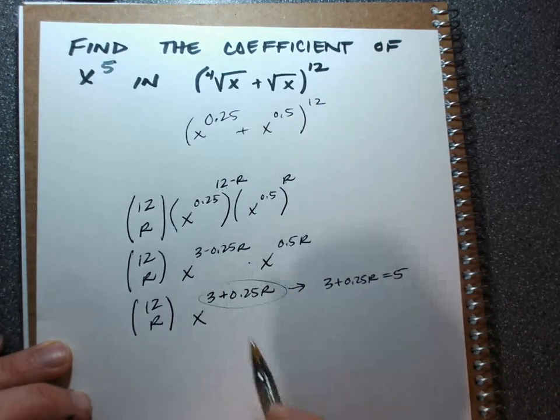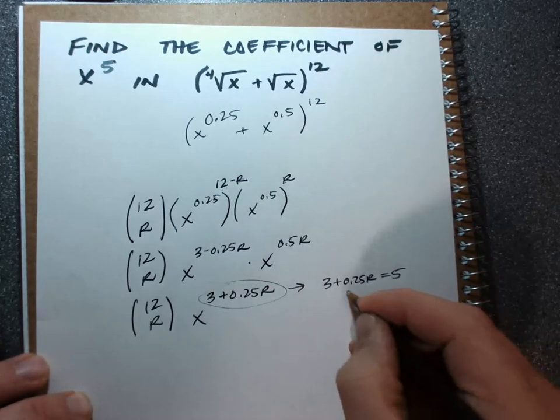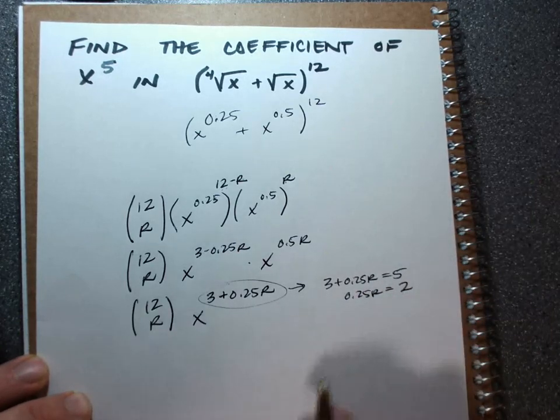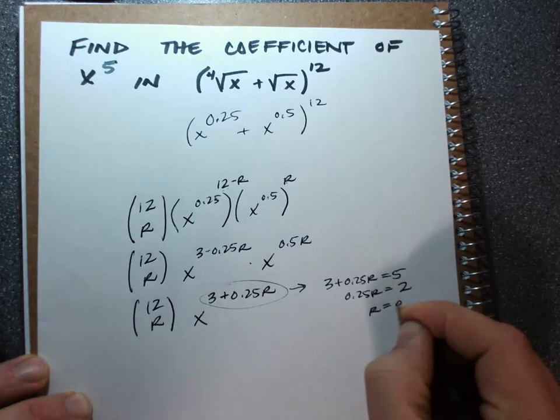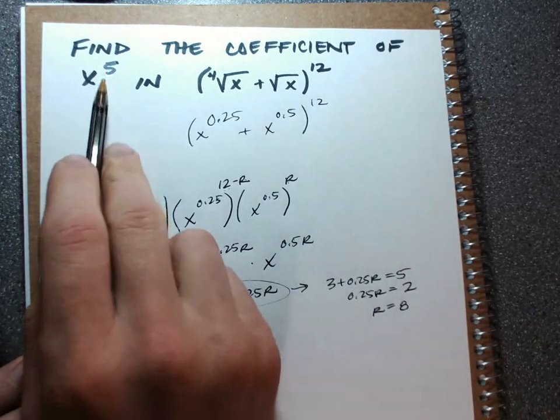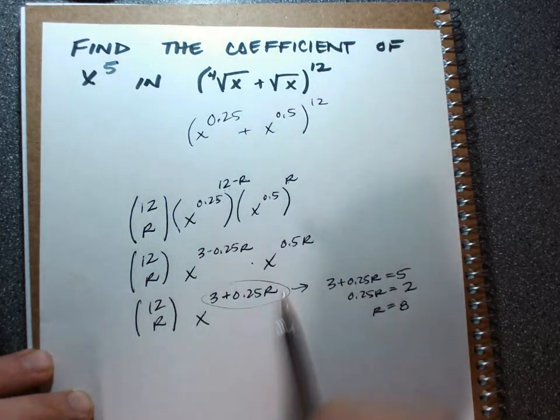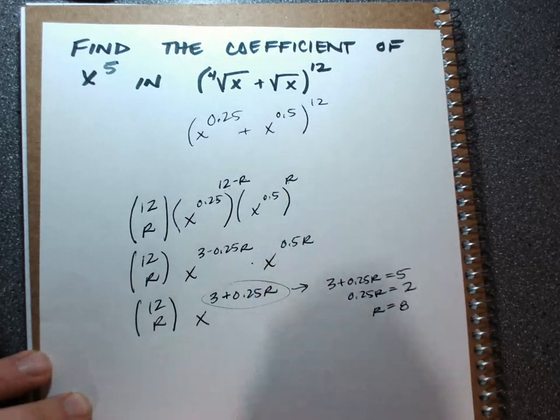We're just analyzing this in the problem, and let's solve for r. If we subtract 3, 0.25r equals 2. And then if we divide by 0.25, r equals 8. So if r equals 8, this will result in x to the fifth once we simplify the exponents, which we already have using the placeholder of r.